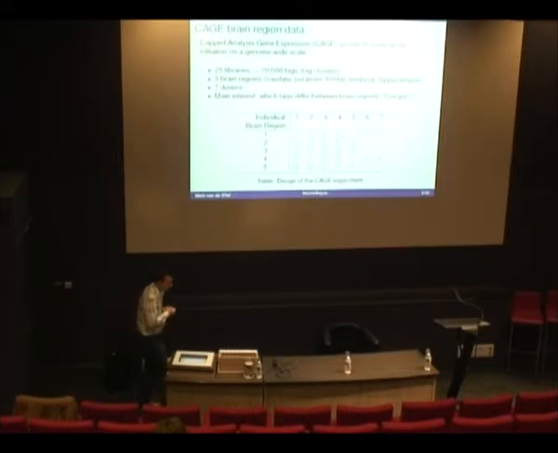So CAGE stands for capped analysis of gene expression. Basically, it's a specific technique that really counts what is called transcription initiation. So there's a piece of the RNA that takes care of the transcription. It's a small piece, and this technique is very specific to count that piece.